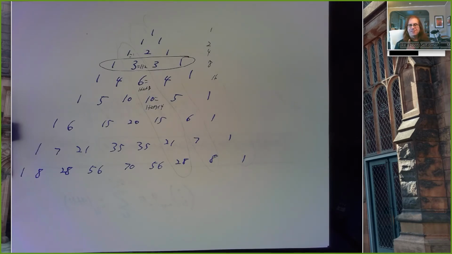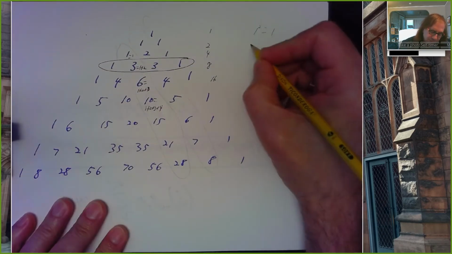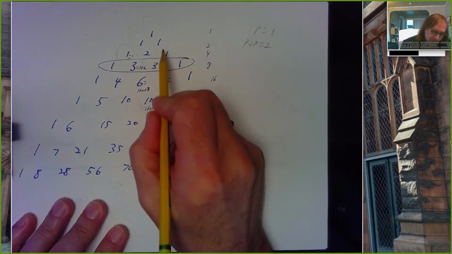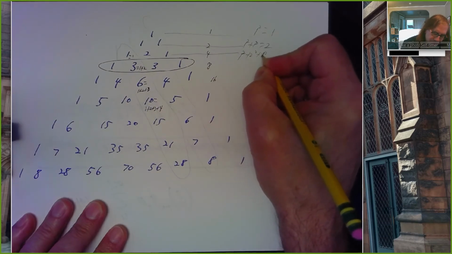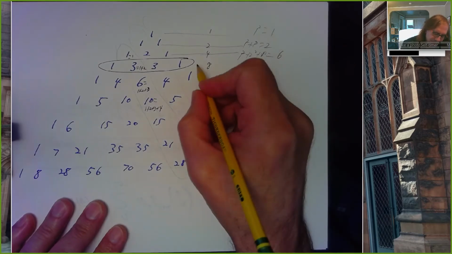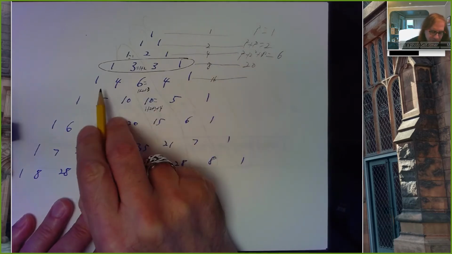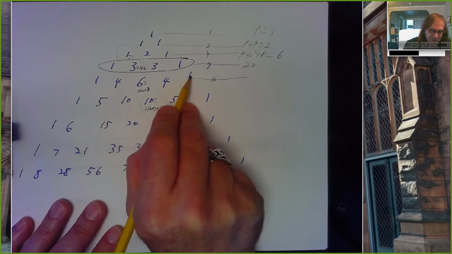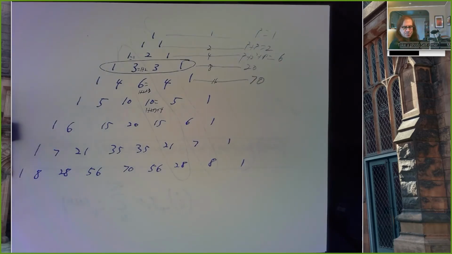Now, what if we add up the square of each element? The first row is 1. 1 squared is just 1. 1 squared plus 1 squared is 2. 1 squared plus 2 squared plus 1 squared, that's 4 plus 2 is 6. This fourth row will be 1 plus 9 plus 9 plus 1 is 20. This fifth row will be 1 plus 16 is 17, 34 plus 36 will be 70. So adding up the square of each element gives us 1, 2, 6, 20, 70.